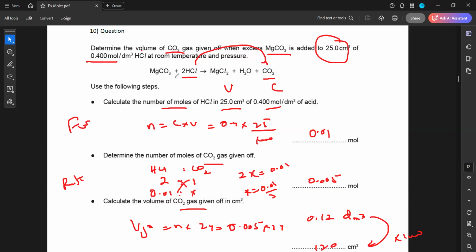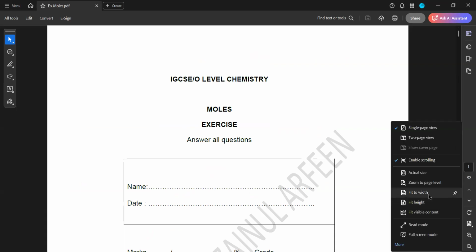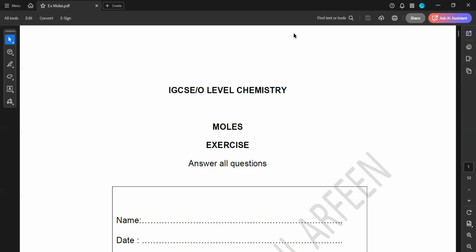So these are questions related to last week's homework, the moles. Tomorrow we'll have a regular session in which we'll discuss the topic and the explanation. For physics, we'll have the block 2, chapter 2 topics. And for chemistry, we'll begin with acid, alkali, and salt.